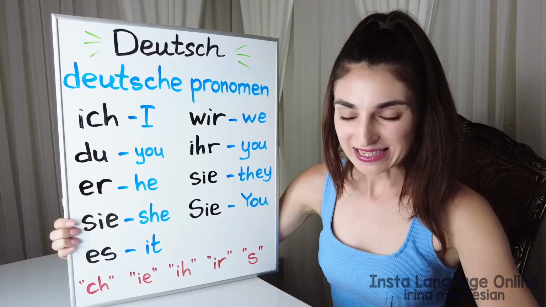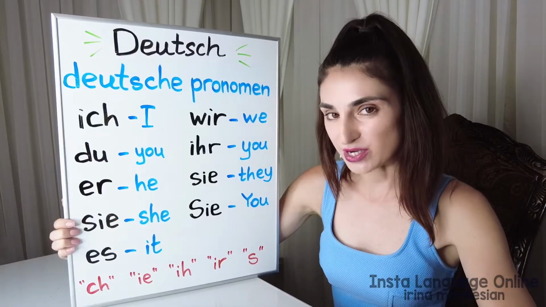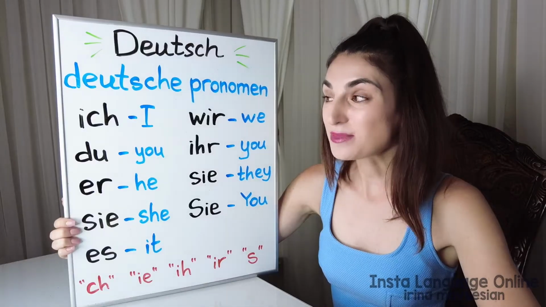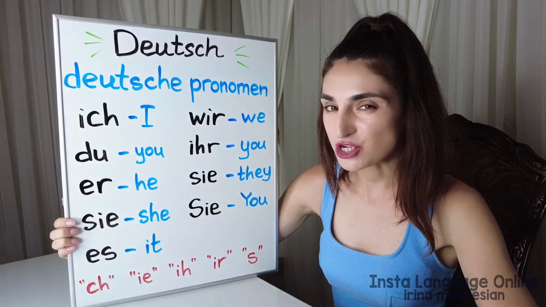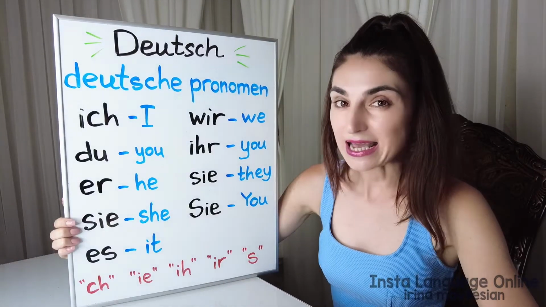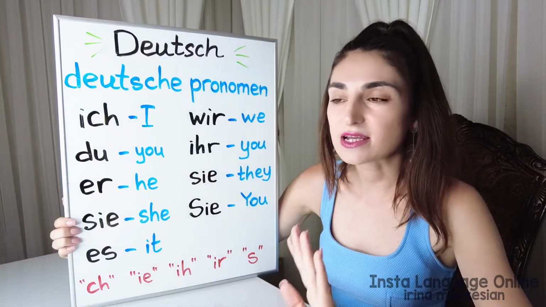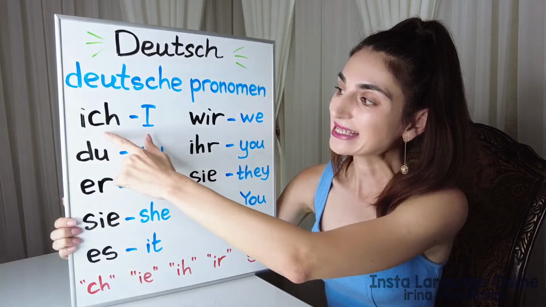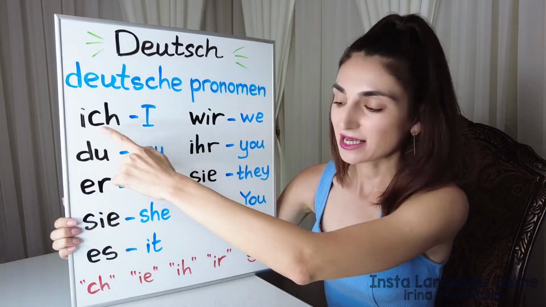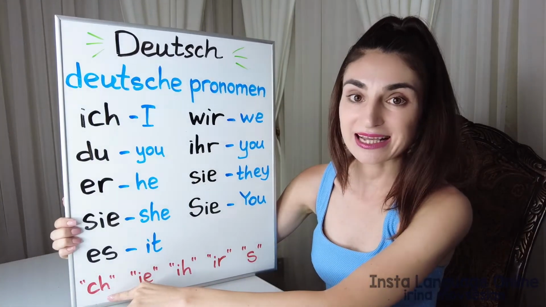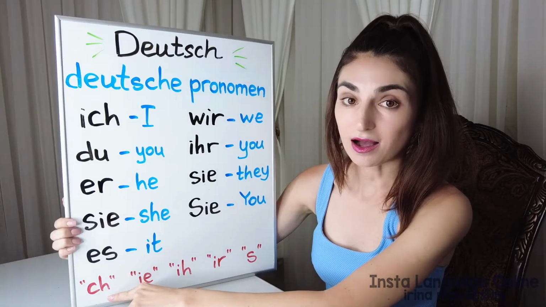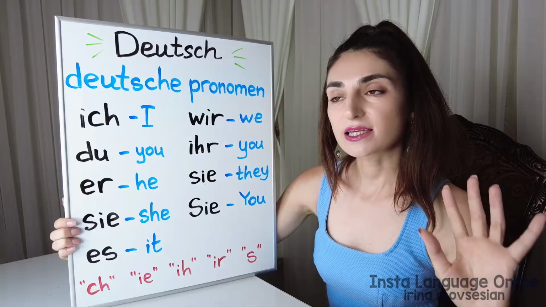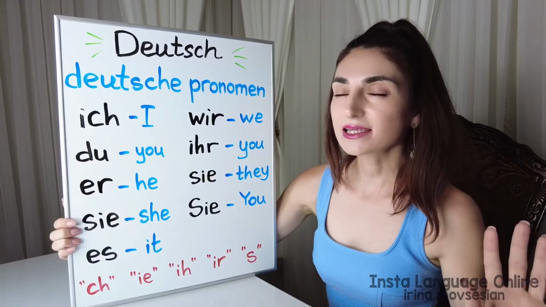I'm so excited that you are starting your new journey, and you're starting your new journey with me. And I'm going to show you how to learn the German language fast and very, very comfortable. Let's start with the first one. Ich. So the first combination is ch. It's ch, and it's a very soft sh sound. Ich.